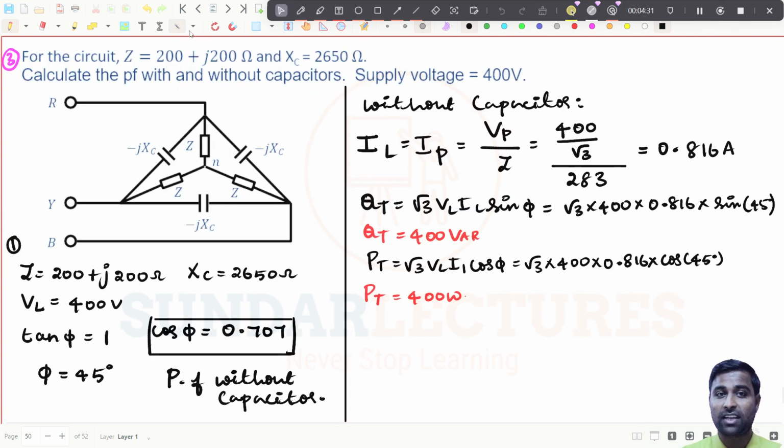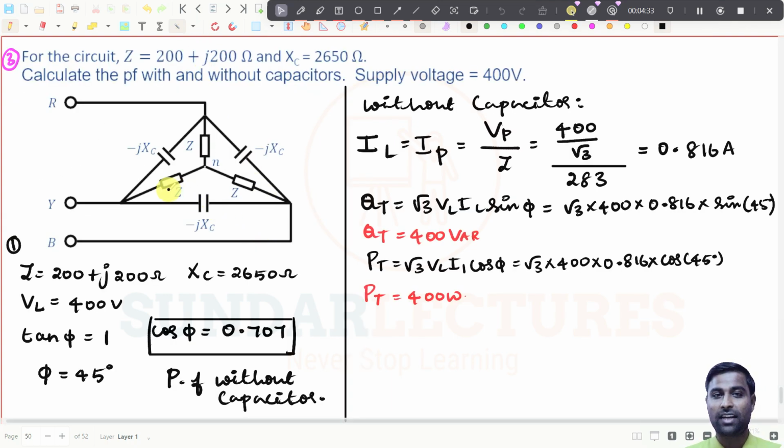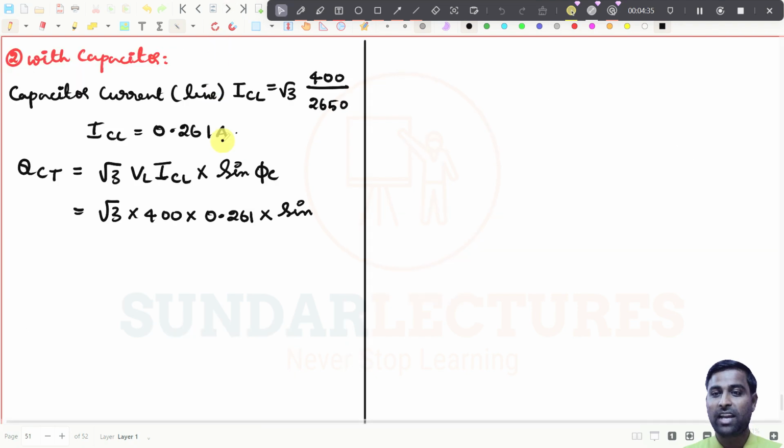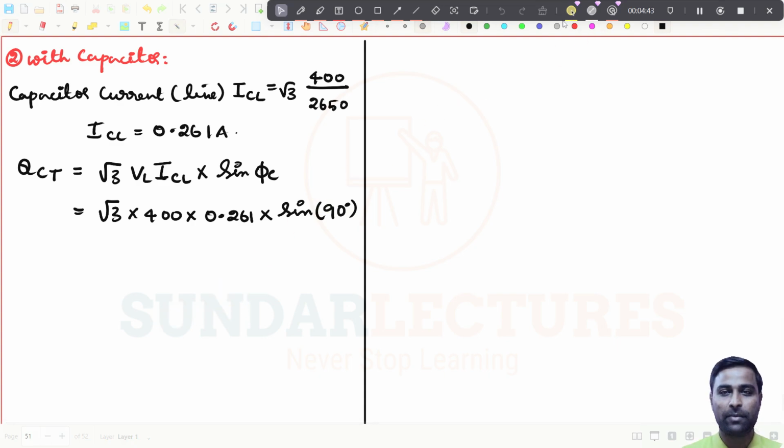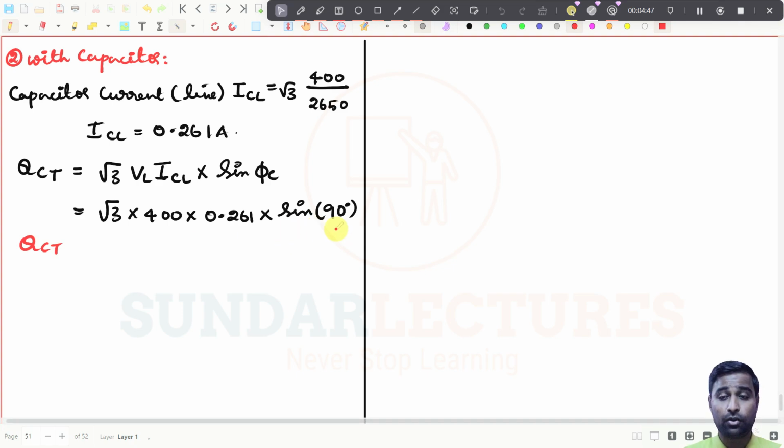See, in a capacitor, what is the angle of the current? It will be 90 degrees, right? So obviously this value will be 90 degrees. So what is sine 90? It will be 1, right? If I simplify this, I need to explain it to you. That is why I'm doing these kinds of things.